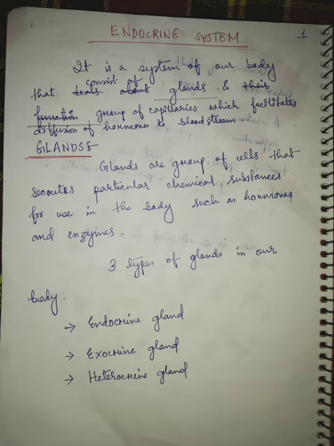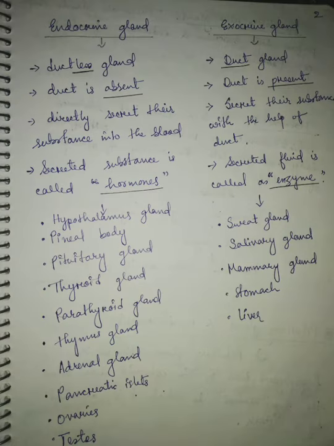We'll discuss it later. So come to endocrine gland. What is an endocrine gland? The name itself says it: endo means no duct. Here the duct is absent, but in an exocrine gland the duct is present. So it is said to be a ductless gland. It directly secretes its substance, that means hormone, into the blood, and this secretion is called hormone. But an exocrine gland secretes only enzyme and it has a duct. So along with the duct, the enzymes are passed.